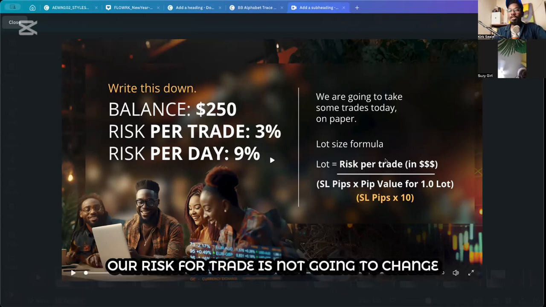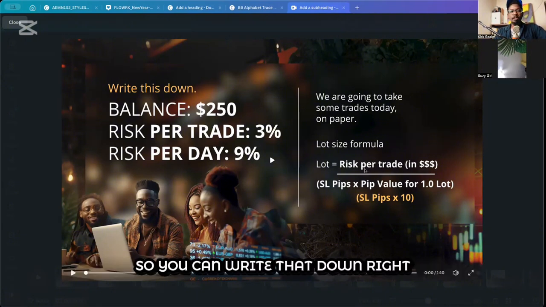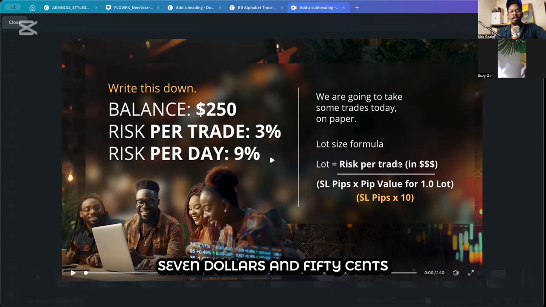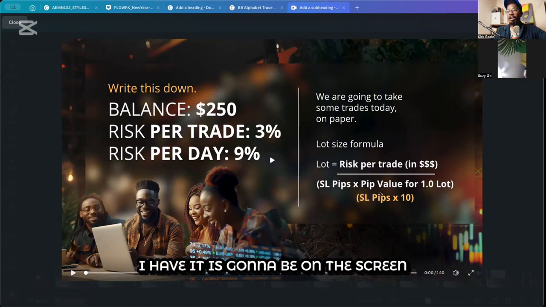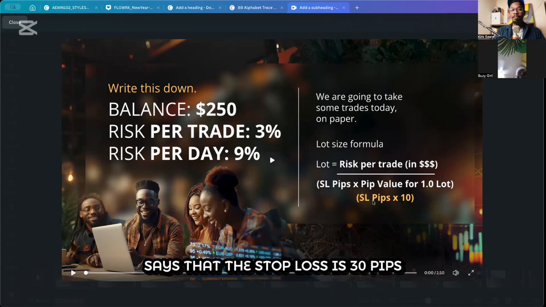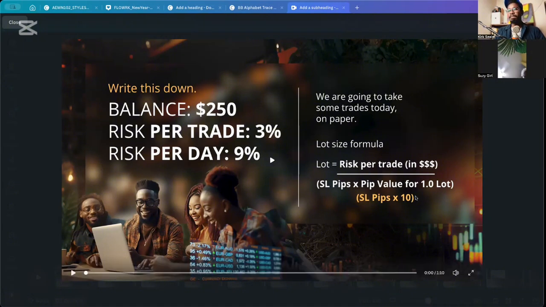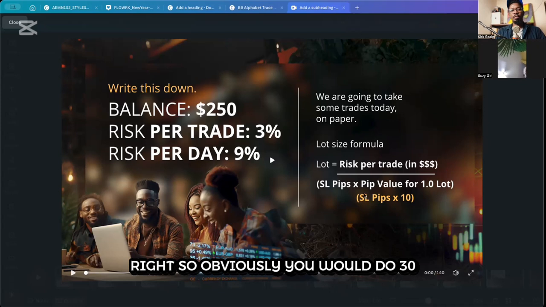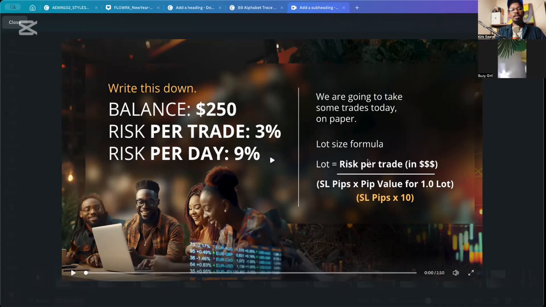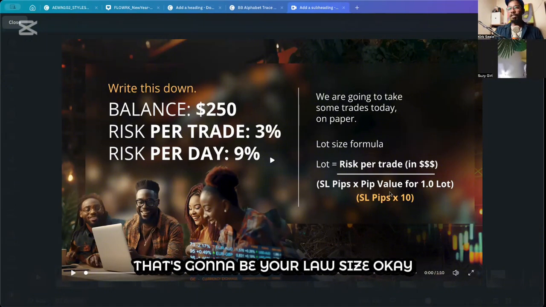So our risk per trade is not going to change. It's always going to be $7.50. So you can write that down. All right, $7.50 divided by whatever our stop loss is. It's going to be on the screen. So if the first example says that the stop loss is 30 pips, then it's going to be $7.50 over 30 multiplied by 10. Right? So obviously you would do 30 multiplied by 10 first, you get 300. So 750 divided by 300. The number that you get back, that's going to be your lot size. Okay?